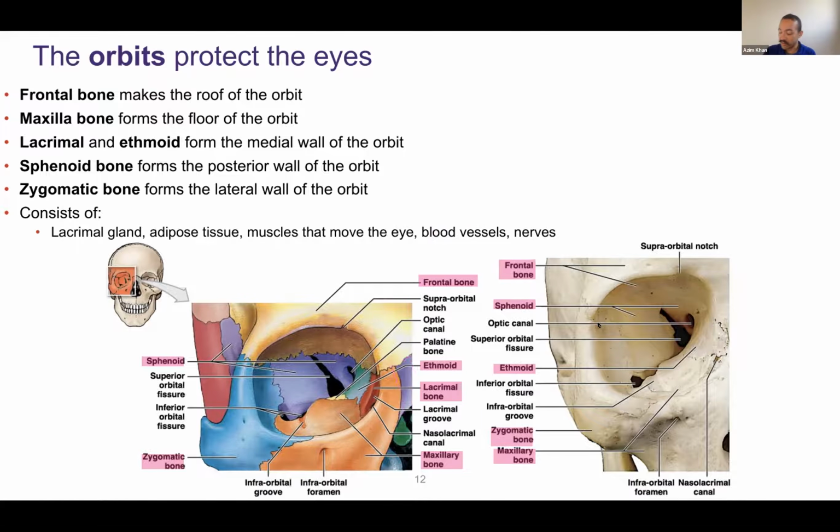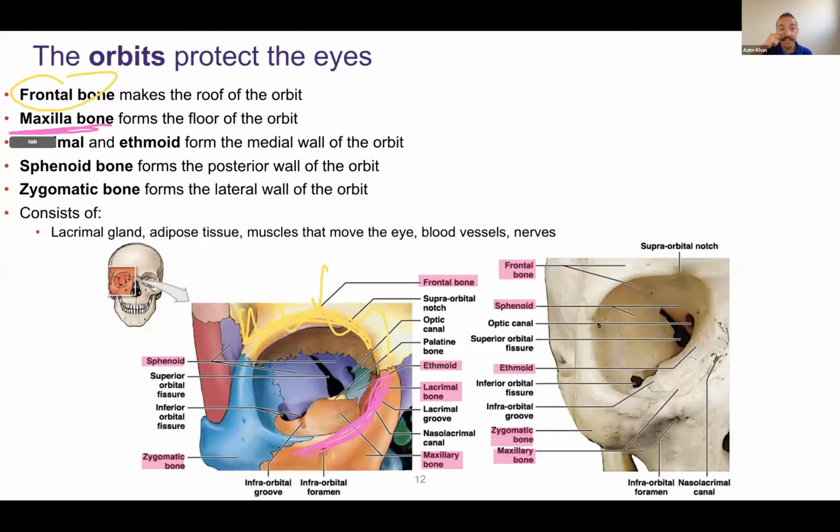What is listed here is the frontal bone. You can see the frontal bone around, we're showing the right eye in this picture, anterior view. Frontal bone forms a superior border. The maxilla.